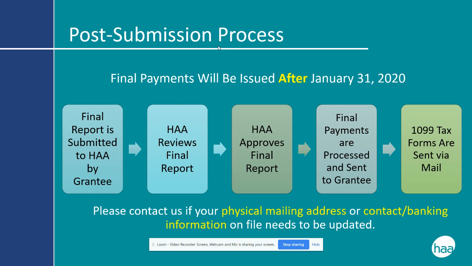Additionally, individual grant recipients will receive a 1099 tax form in the mail from HAA. They will be postmarked and mailed by January 31st, 2020. So the reason why you are all getting, if you are an individual, a 1099 tax form is because all individuals are considered to be independent contractors with HAA. So again, if you believe any of the information for your physical mailing address or your banking information has changed, please reach out to Grants and let us know.